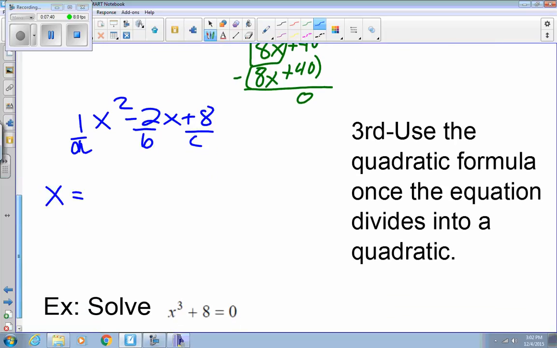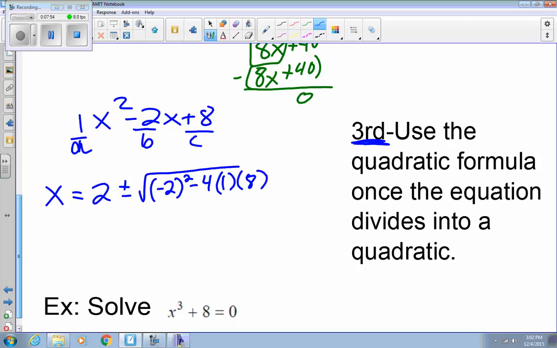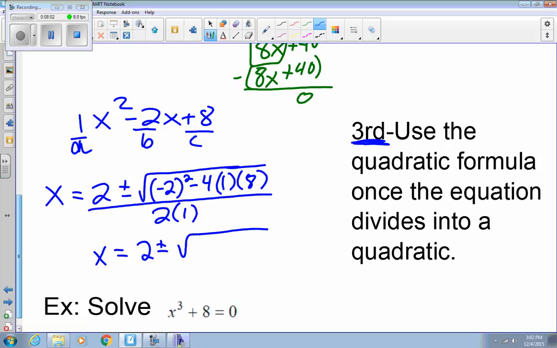x equals, so the third thing is use the quadratic formula. Opposite of b, plus or minus the square root of b squared minus 4 times a times c, all over 2 times a. Simplify this down. Inside, you have negative 2 squared is 4, minus 32 is negative 28, over 2.